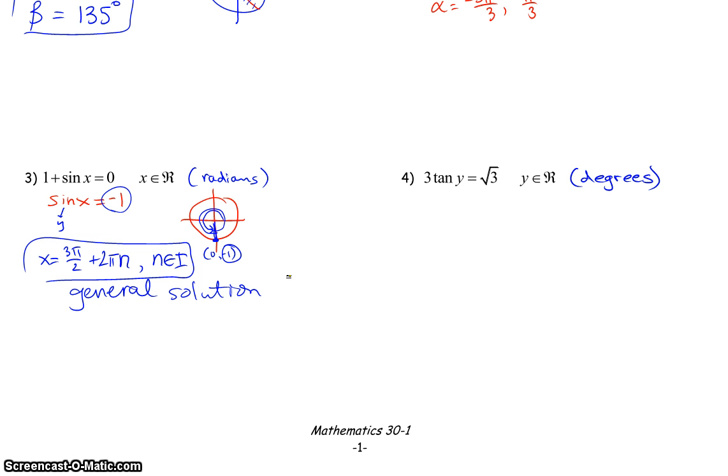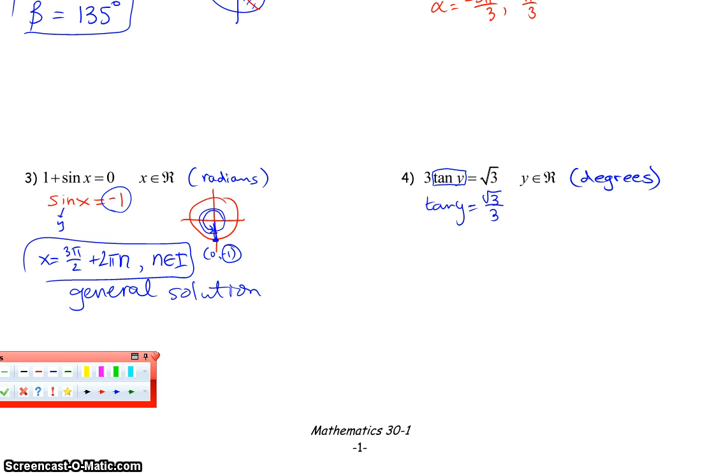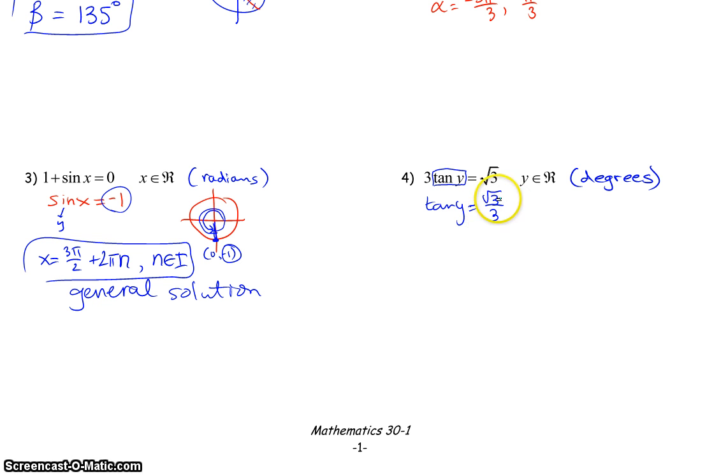Okay, let's try number 4. So we have 3 tan y. Now our angle is being called y. We still want to isolate our tan function, our trig function. So we go tan y equals, we're dividing by 3 to get that to the other side. So root 3 over 3. You might not recognize this, but it's kind of the rationalized version of 1 over root 3.